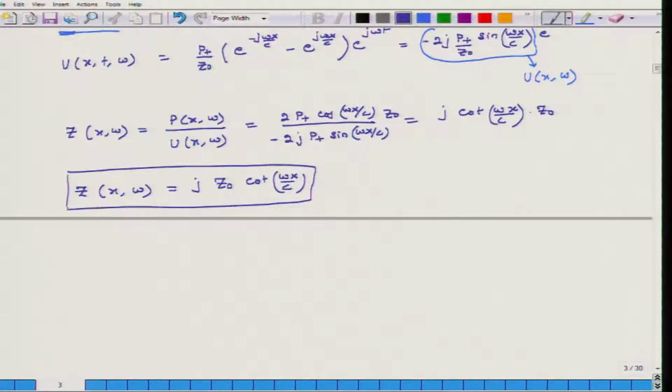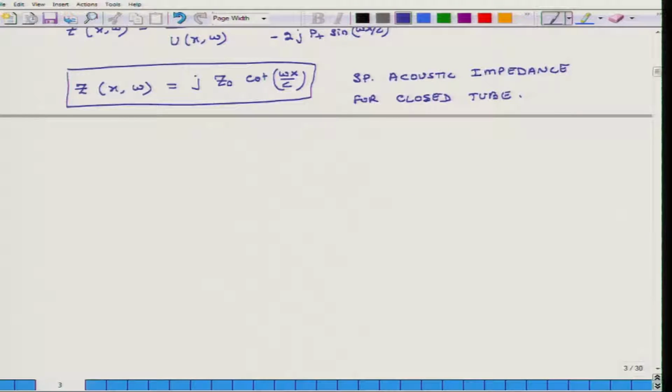So, this is the relation for specific acoustic impedance for a closed tube. So, what does this mean? Some observations.